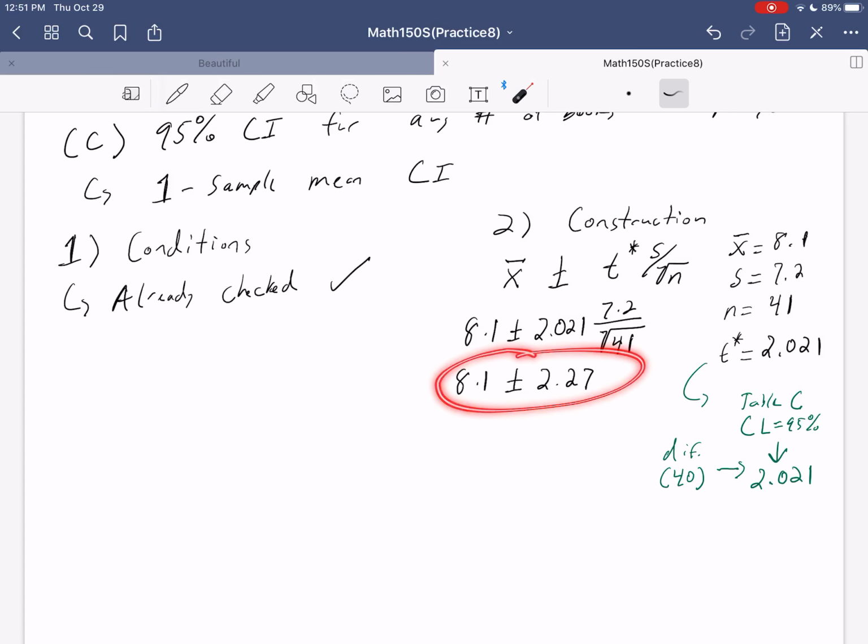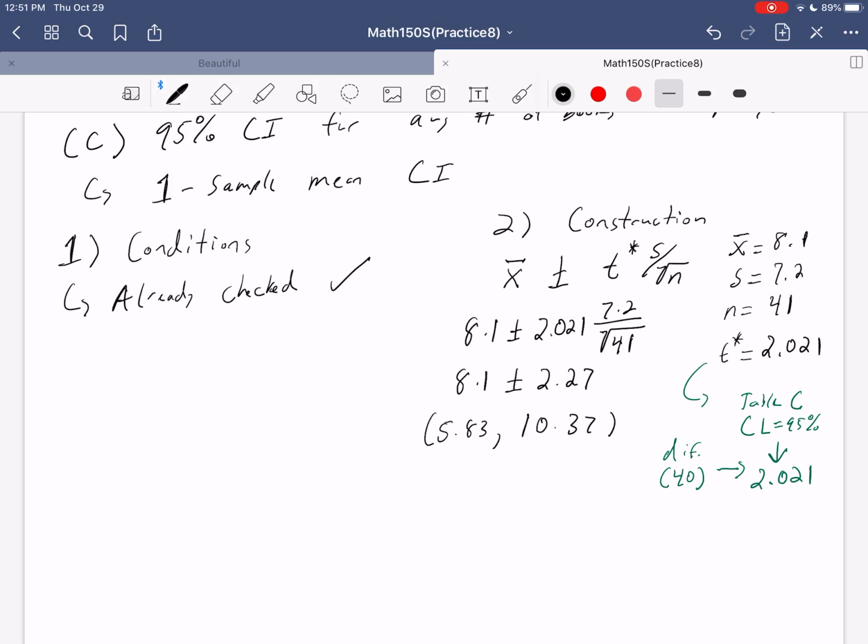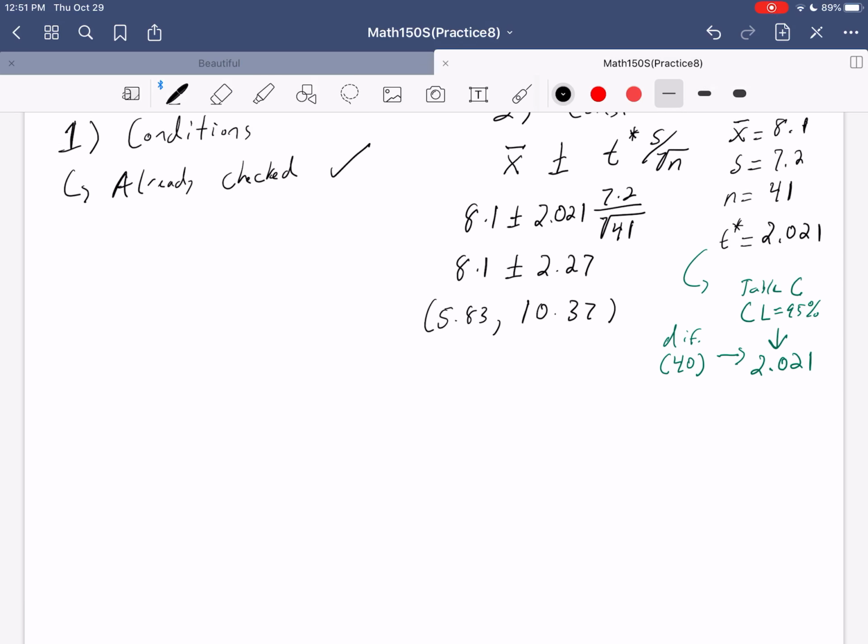Then go ahead and build your interval. Remember, always go ahead and do the subtraction first. So 8.1 minus 2.27. The low end of our interval should be 5.83. And then 8.1 plus 2.27. The high end of our interval should be 10.37. We want to make sure we write an interpretation for this.